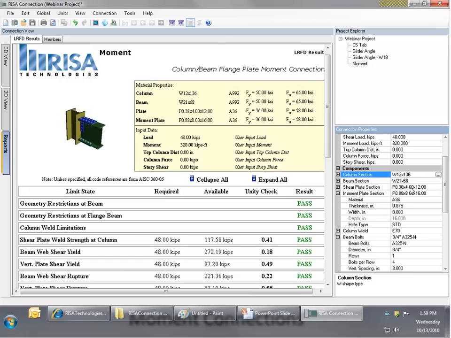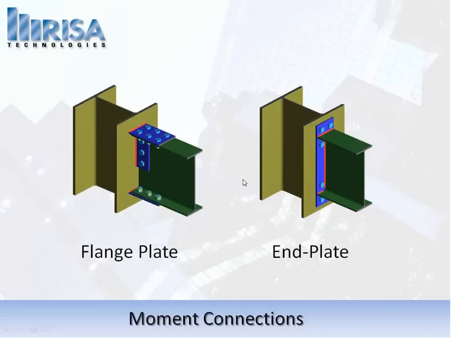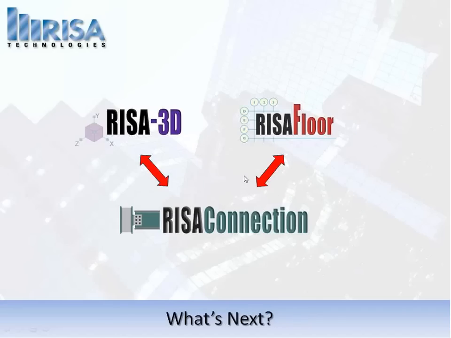All right, at this point, I'm going to start to wrap things up because I can see that we're approaching the end of the hour. And so I'd like to talk about what's next for RISAConnection. So RISAConnection version 1 does not integrate with RISA 3D and RISA Floor. However, we've already begun work on RISAConnection version 2 that will be fully integrated with both RISA 3D and RISA Floor.